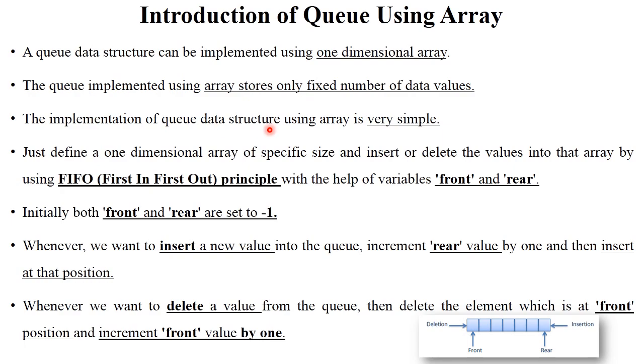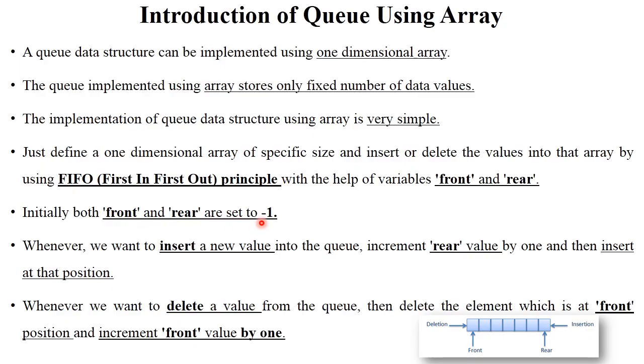The implementation of queue data structure using array is very simple. Just define a one-dimensional array of a specific size. Insert or delete values in the array by using the first in, first out principle, also called FIFO, with the help of variables front and rear. We are familiar with the stack data structure. We learned about stack, its algorithms, introduction, and also a C++ program in my previous video. Stack has only one pointer, that is top, but queue has two: one is front and another is rear.